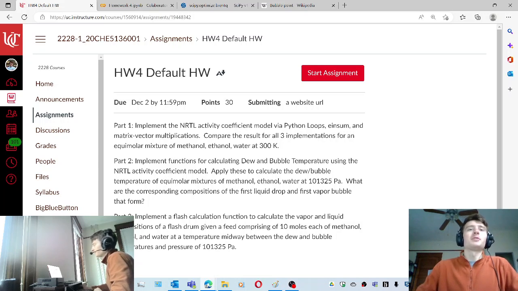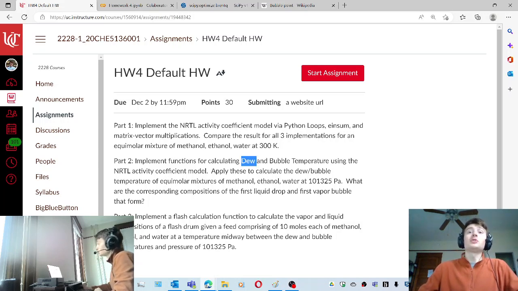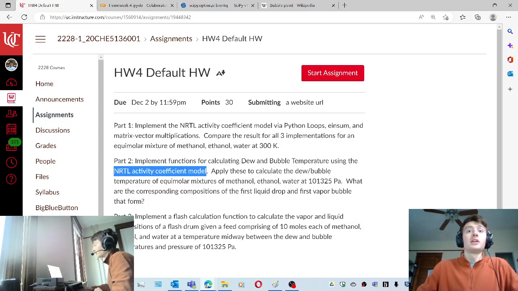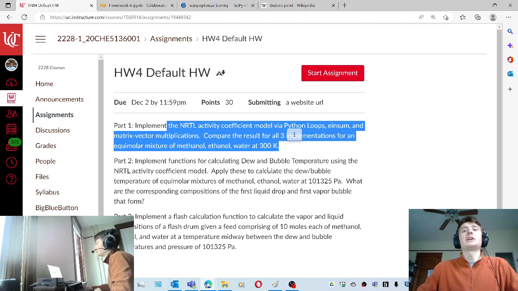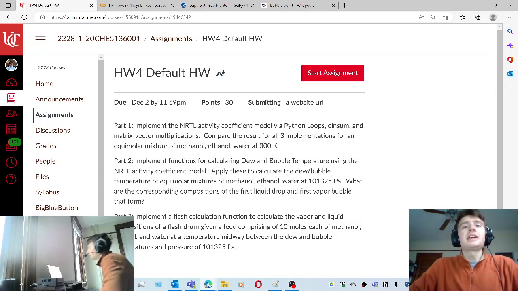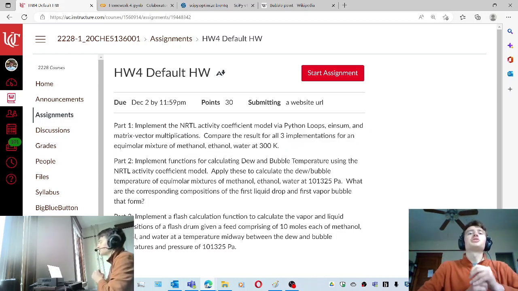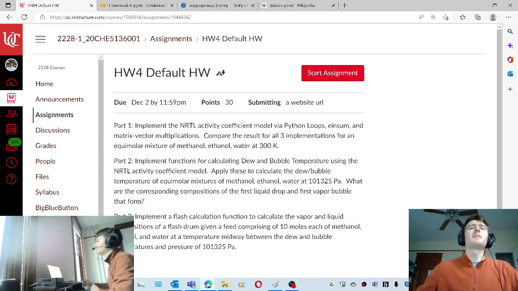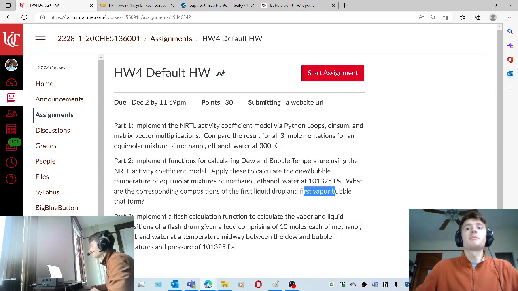So I am going to implement functions for calculating dew and bubble temperature using the NRTL activity coefficient model. That's what I just did up in part 1 in the last video. I'm going to apply these to calculate the dew and bubble temperature of an equimolar mix of methanol, ethanol, and water at that many pascals, which I believe is atmospheric pressure. What are the corresponding compositions of the first liquid drop and the first vapor bubble?